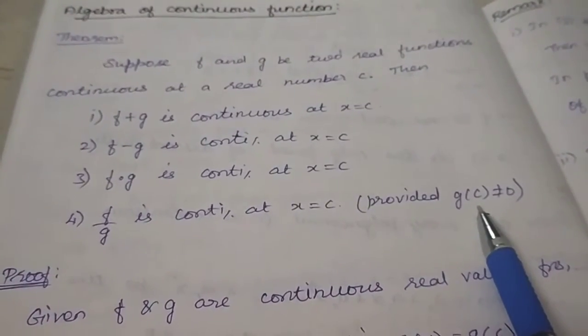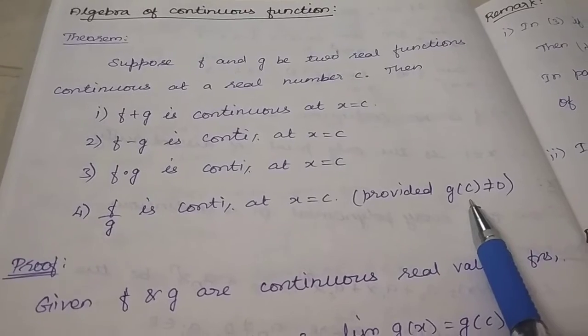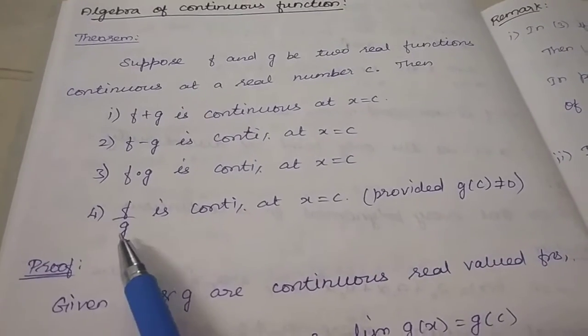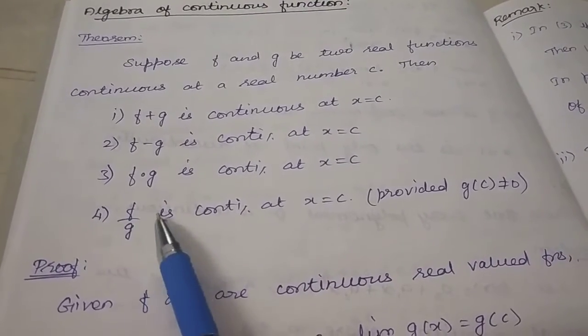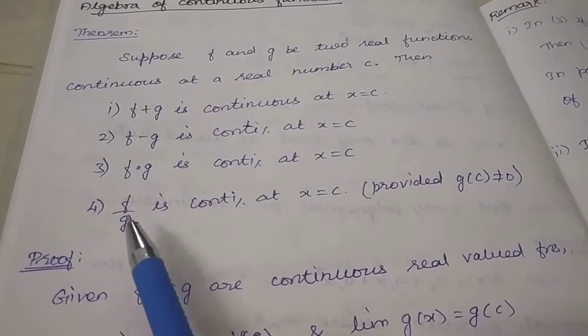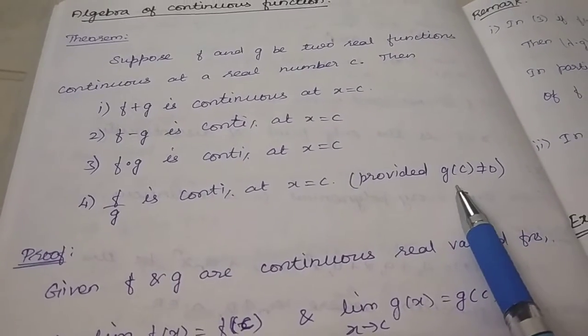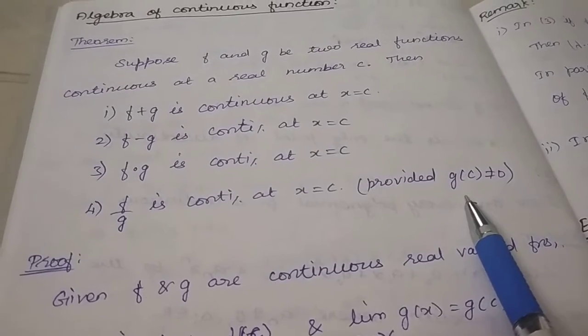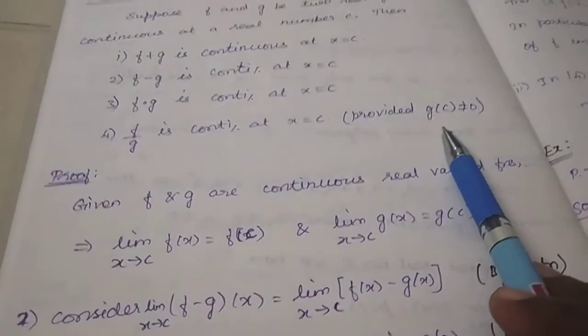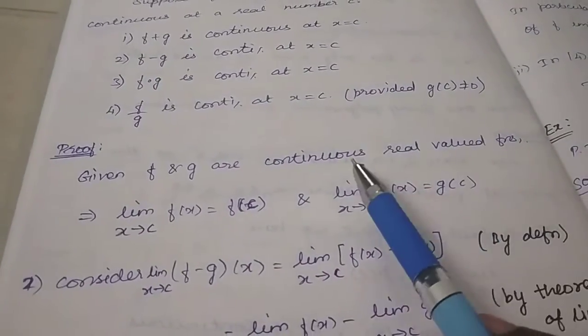Suppose the denominator value equals 0, what will happen? If the denominator is 0, anything divided by 0 gives the result as infinity. So only they are saying the denominator value should not be equal to 0. So let us prove this.